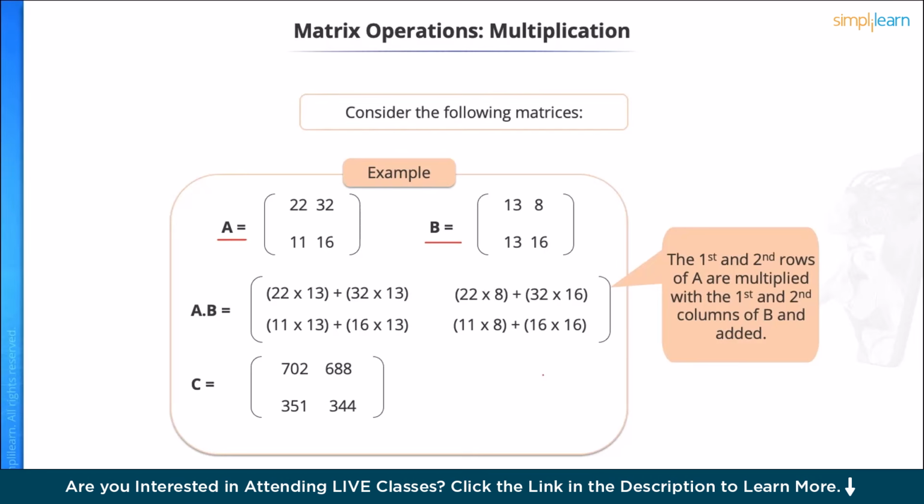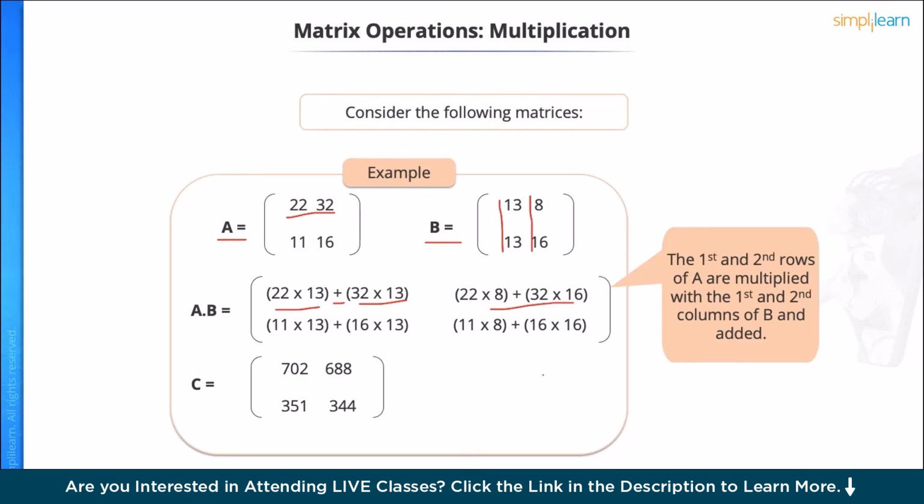To get the first element, we will multiply the first row of matrix A to the first column of matrix B, and then add the individual elements, that is 22 multiplied to 13, and 32 multiplied to 13, and then add them up to get this particular element. For the second element, we multiply the first row of A to the second column of B, hence getting 22 multiplied to 8 plus 32 multiplied to 16.